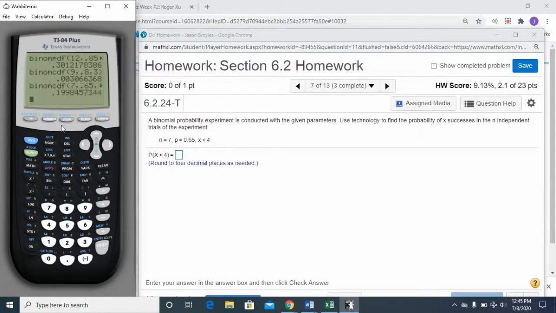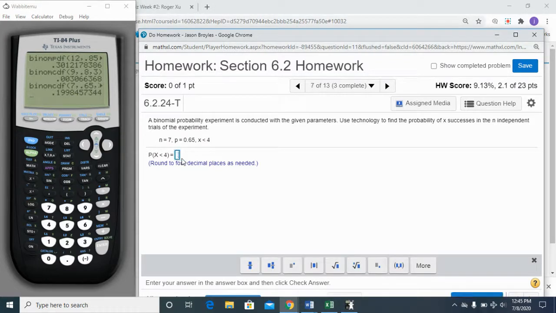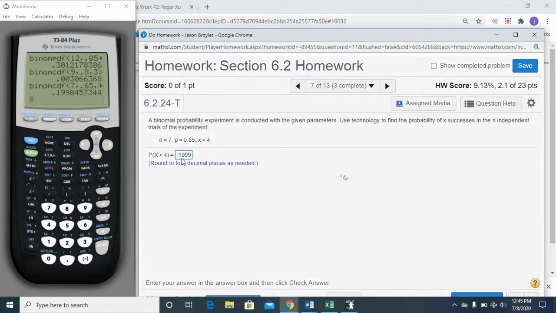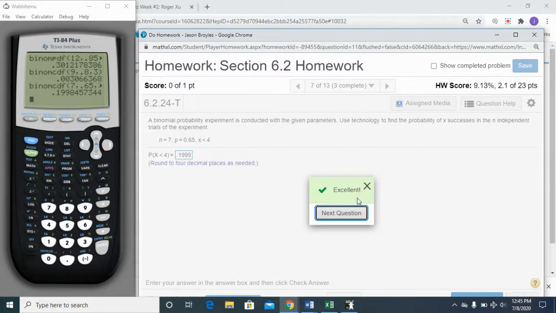Hit enter. Gives me a probability of 0.1998. You're going to round that to 4 decimal places, so 0.1999. And we get it right. So be careful. The CDF function is extremely helpful, but it's a little bit tricky to use. You want to make sure that you're putting in the right number for the x value.